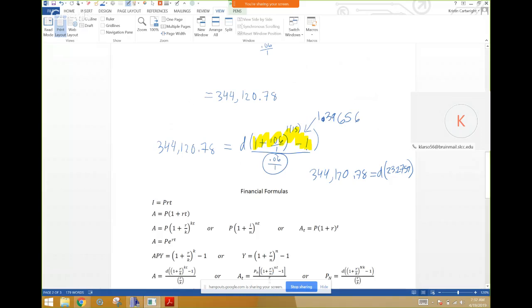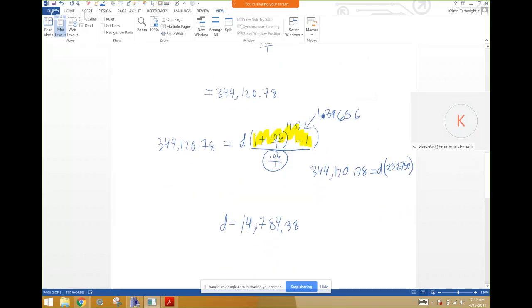Does that make sense? Are you typing it in? Yeah. Okay. So you should get 14,784, about. That will be the yearly deposits that you'll need to make for 15 years.